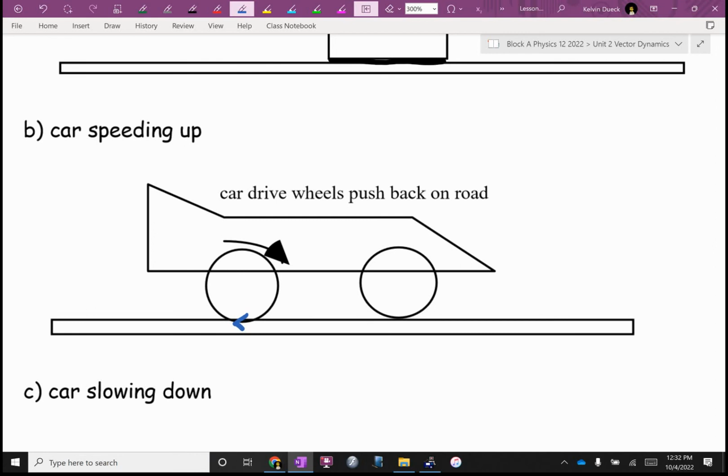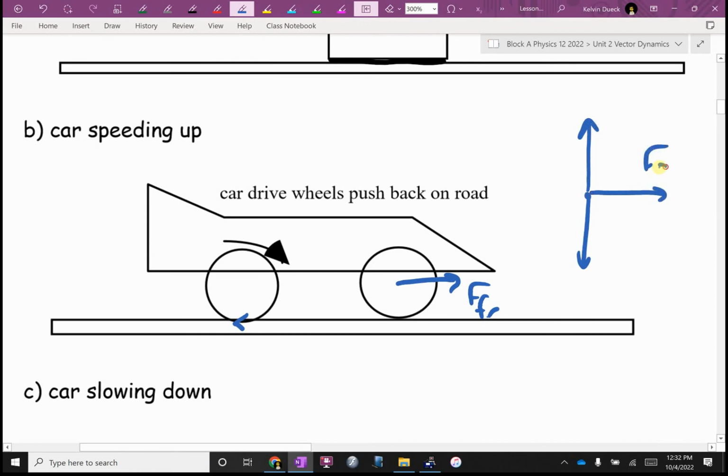It's not that there's some engine force that pushes a car forwards. If all you needed was the engine, cars could drive fine on ice. What's missing on ice? Friction. And so friction would be acting forwards. In fact, in my free body diagram for a car accelerating, that's the free body diagram for a car accelerating.